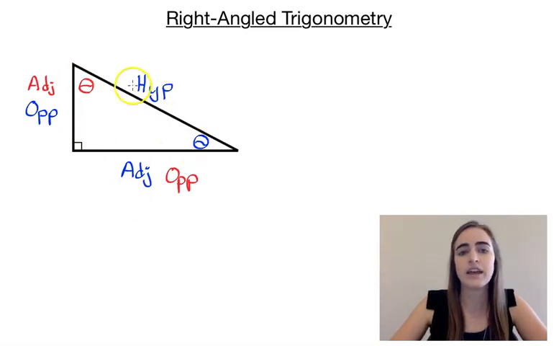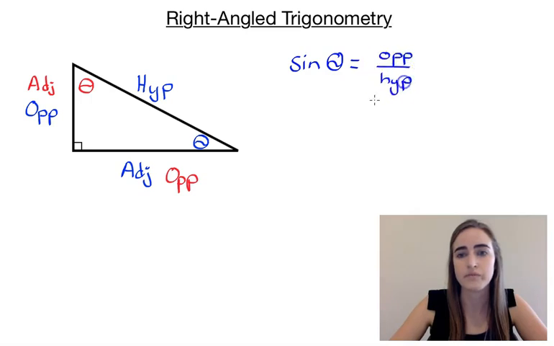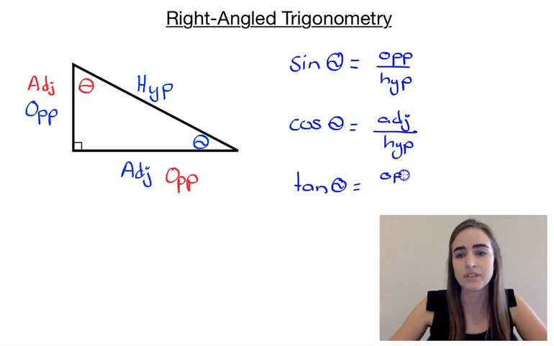Alright, so whichever angle we're looking at, we can now figure out the relationship between the sides in a triangle using our three trig ratios. So we've got sine, or S-I-N for short. So sine of our angle is always equal to the opposite side over the hypotenuse. Cosine, or cos, of our angle is equal to the adjacent side over the hypotenuse. And the last one is tangent, or tan, of our angle is equal to the opposite side over the adjacent.